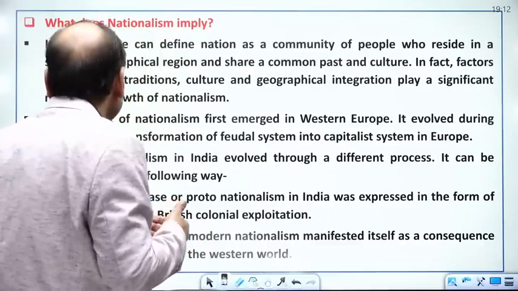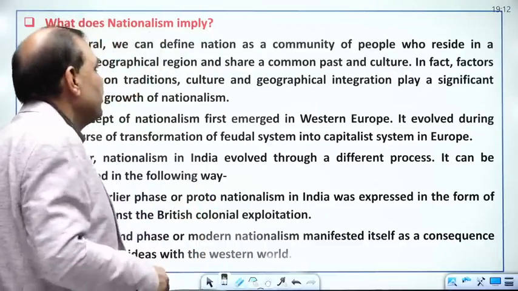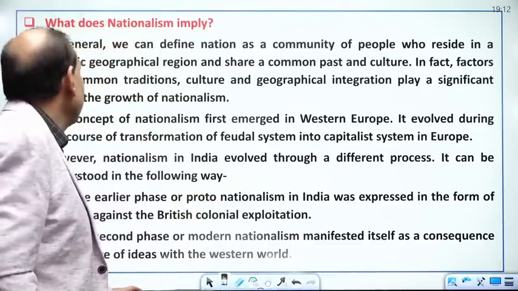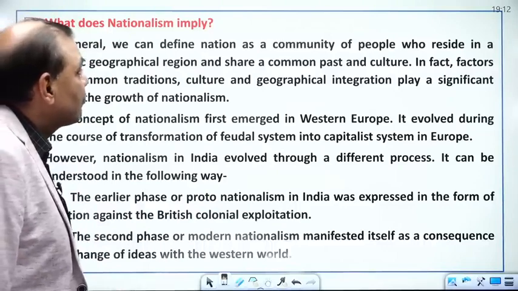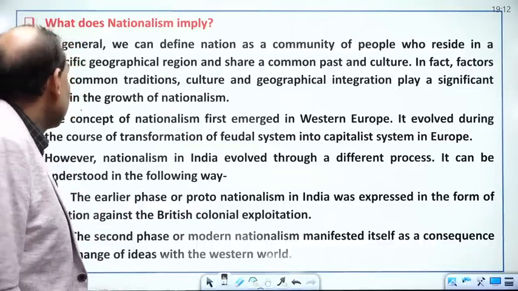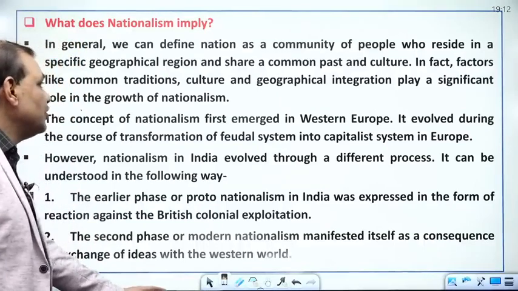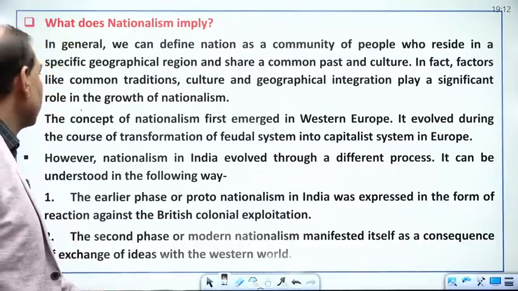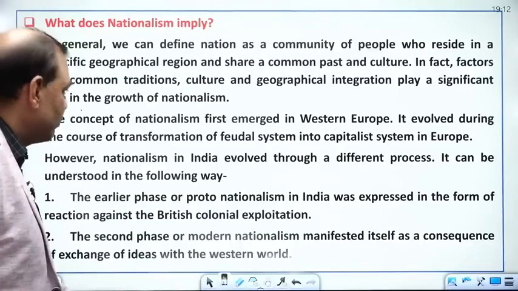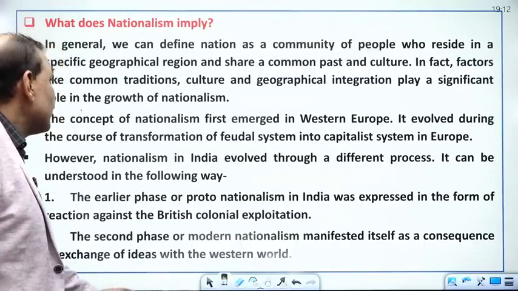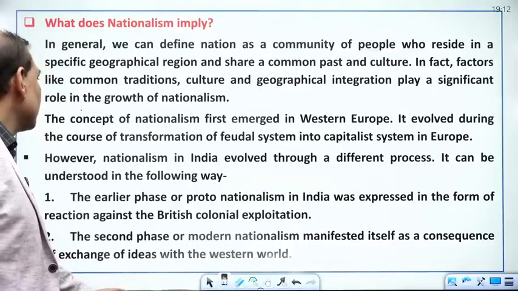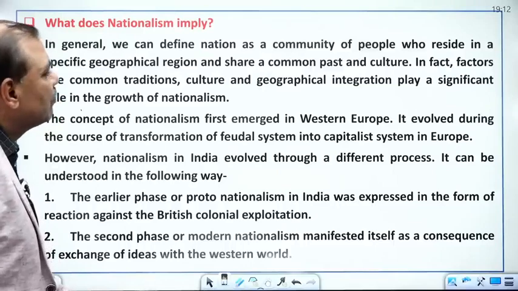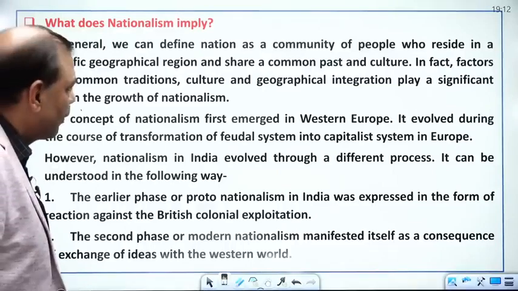In general, we can define nation as a community of the people who reside in a specific geographical region and share a common past and culture. In fact, factors like common traditions, culture, and geographical integration play a significant role in the growth of nationalism. The concept of nationalism first emerged in Western Europe. It evolved during the course of transformation of feudal system into capitalist system in Europe.